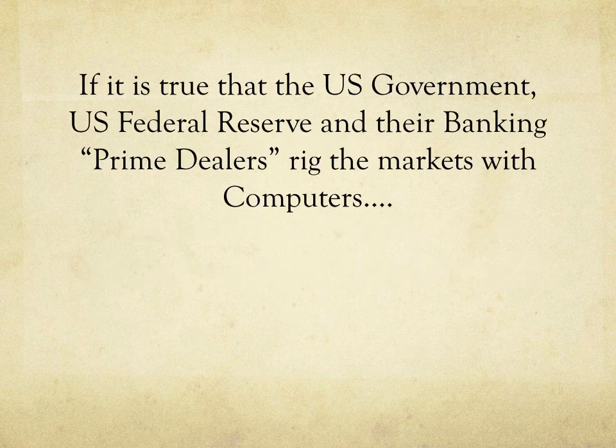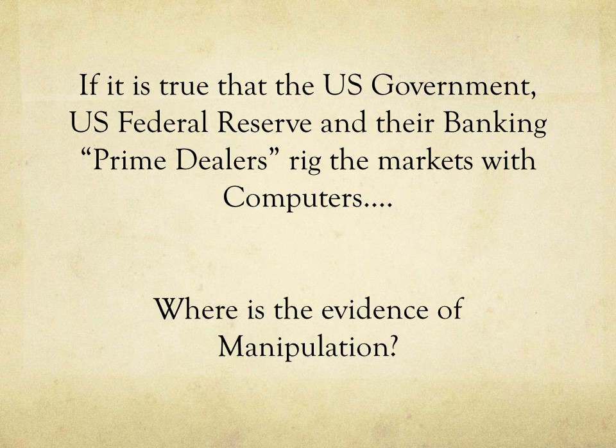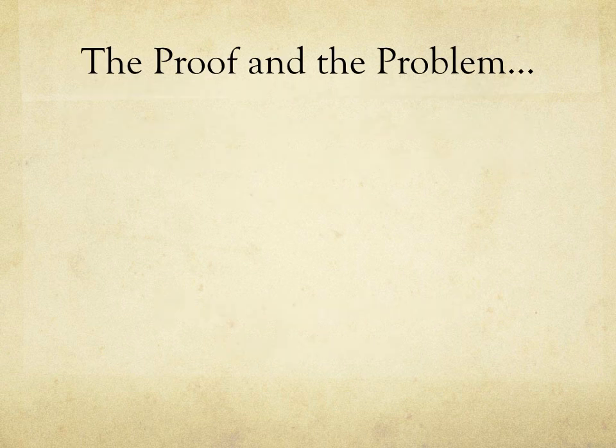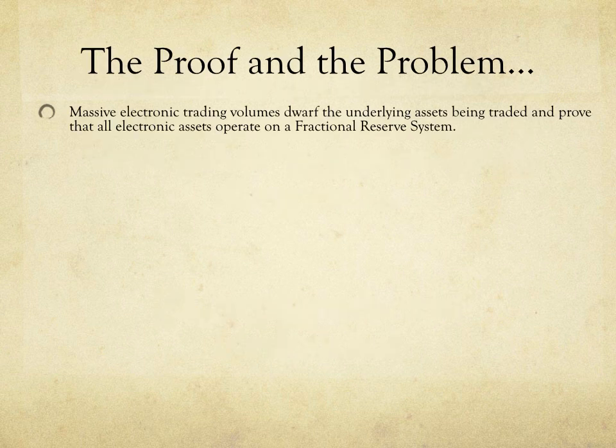Now, the first part of the presentation was all about where this computer manipulation came from. And if it's true that the U.S. government, the U.S. Federal Reserve, and their banking prime dealers rigged the markets with computers, then where is the evidence of manipulation? Let's talk about the evidence of market manipulation. And here's the proof and the problem.